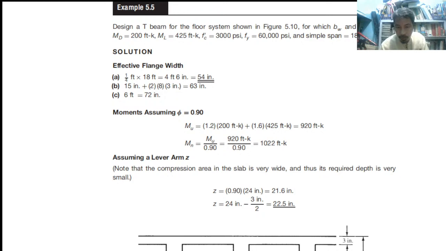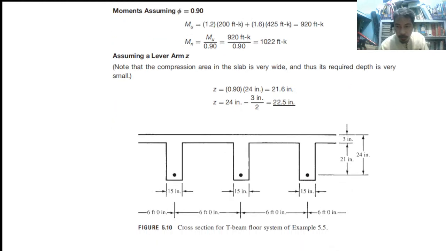Okay, let's go to the figure. The figure states that we have bw 15, we have d 24, and we have hf 3. Those are the important things. And also this one, 6 feet, beam to beam distance.